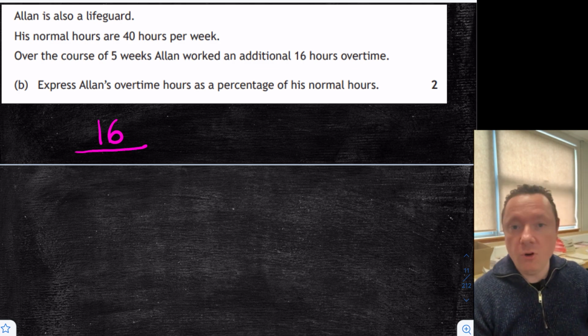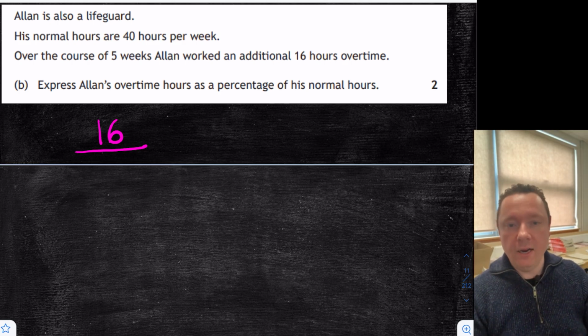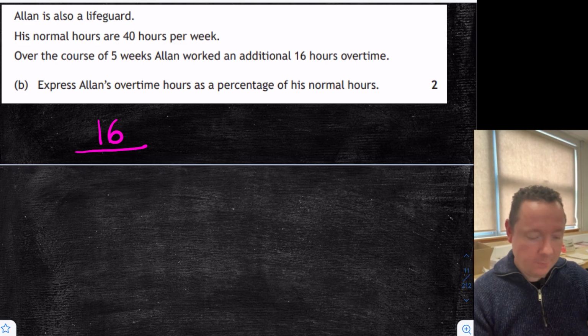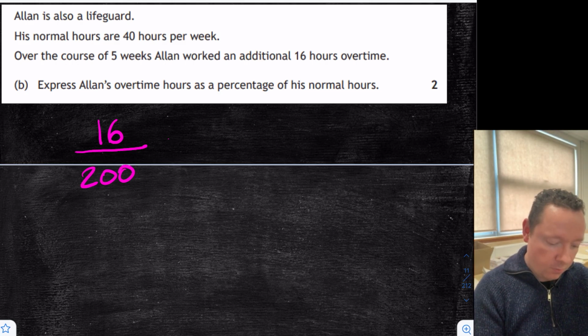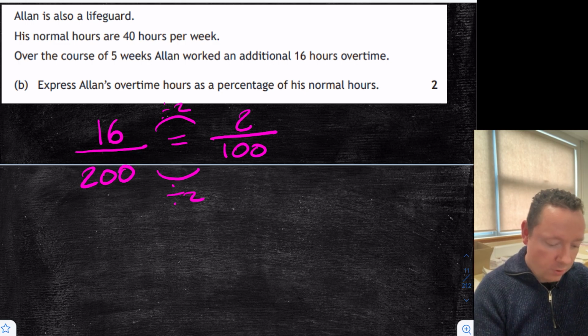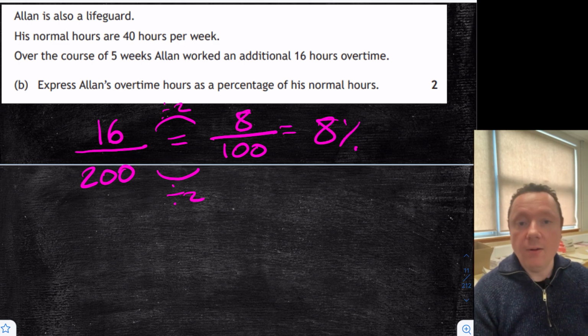And don't be tempted to write 40 on the bottom here. He didn't work 40 hours, he worked 40 hours for 5 weeks. So 40 times 5. So that's 200 hours. Now to change that to a percent, well, I know percent's out of 100, so I can divide by 2 to get 8 out of 100, which is 8%, and we're done there.